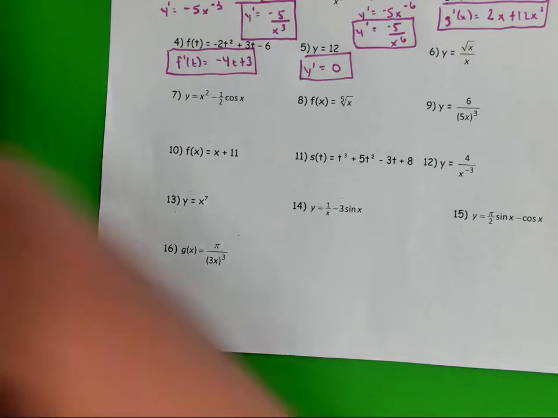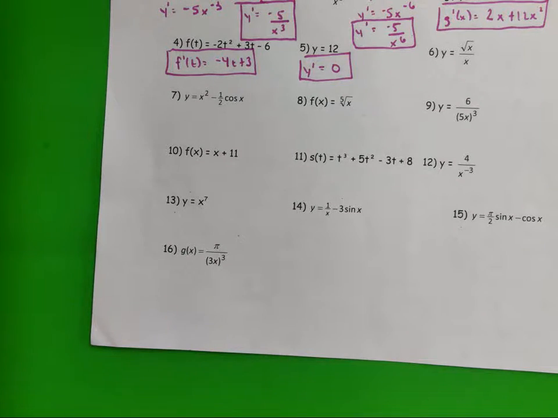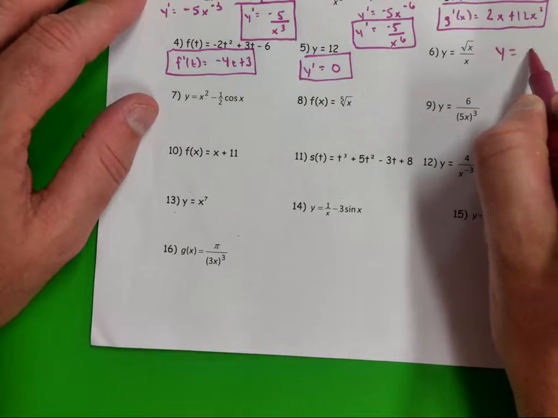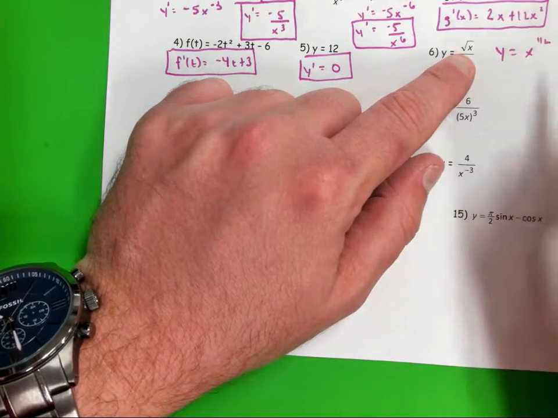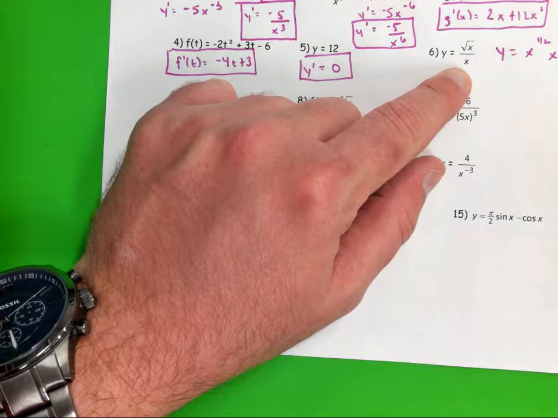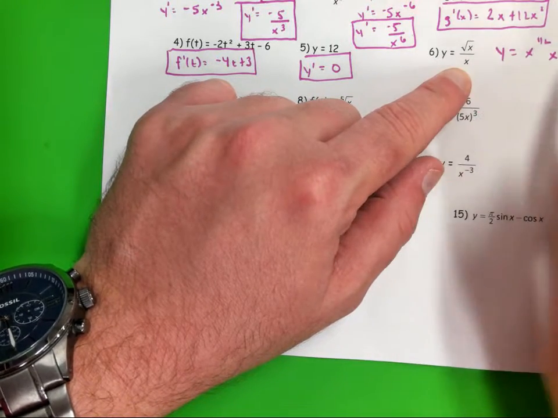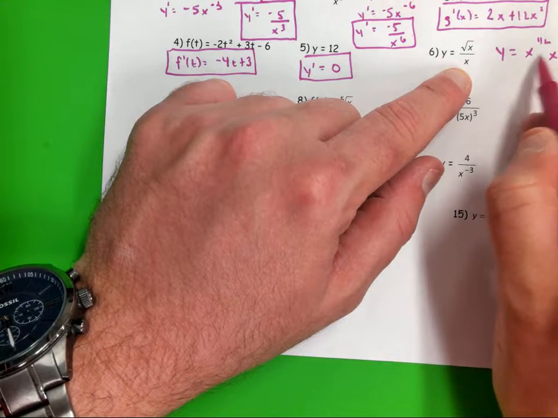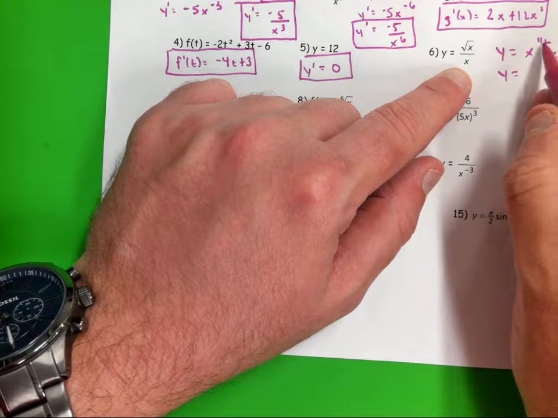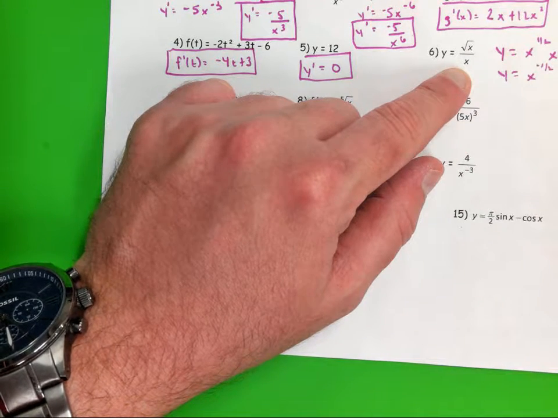Number 6, I have a radical and I have a variable in the denominator, so yes, I do need to rewrite it. Okay, so I'm going to rewrite this as y equals x to the 1/2, and then this will be x to the negative 1. Now, since these are side by side, that's multiplying, you can add your exponents. 1/2 plus negative 1 is negative 1/2.